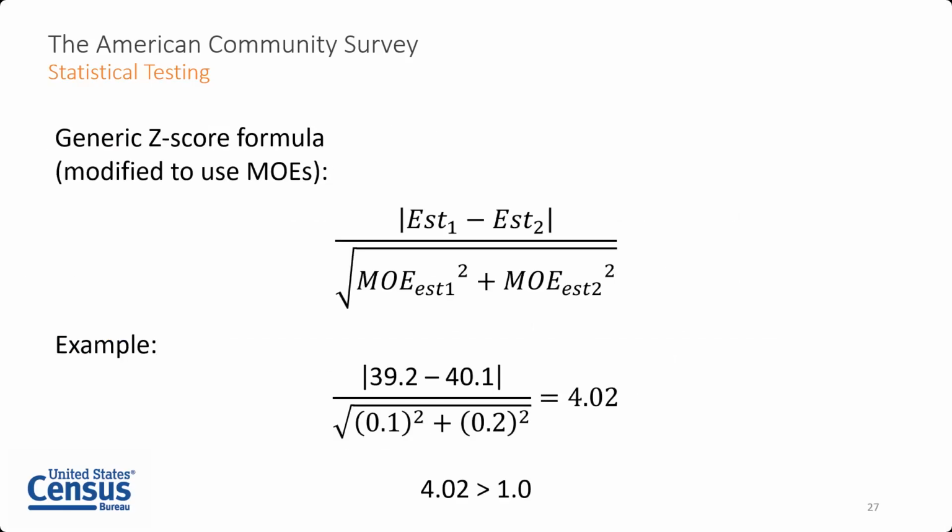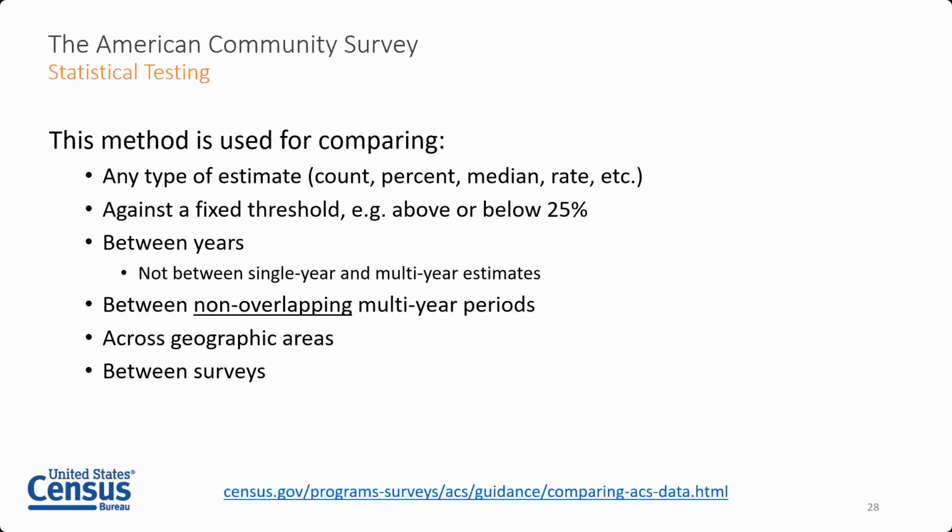So, put it all together. Here's the generic formula and our worked example. Again, as 4.02 is greater than 1.0, we can conclude with 90% certainty that the two estimates are statistically different.